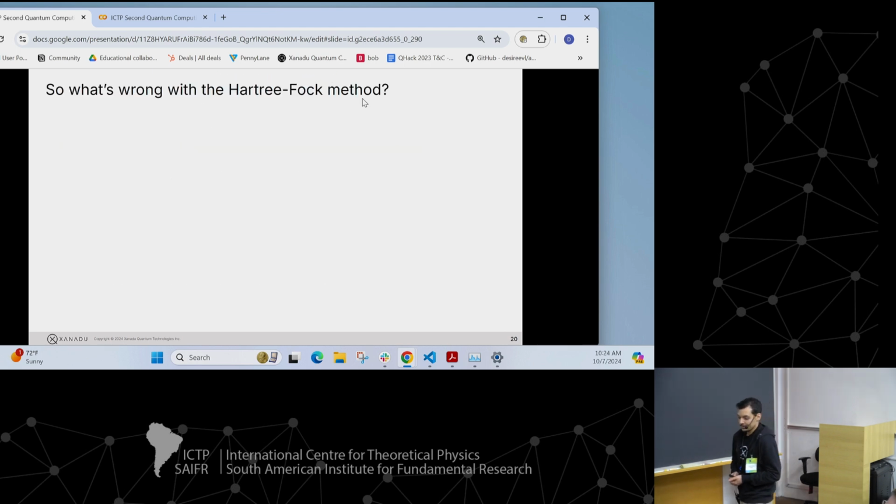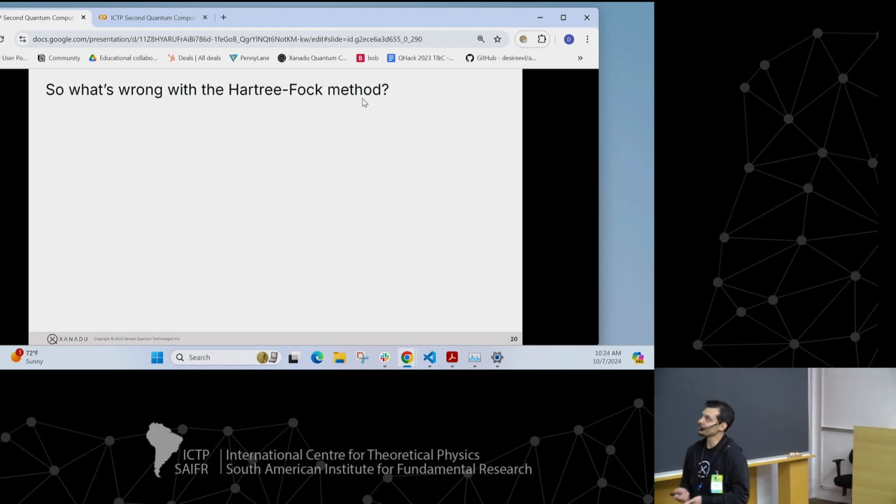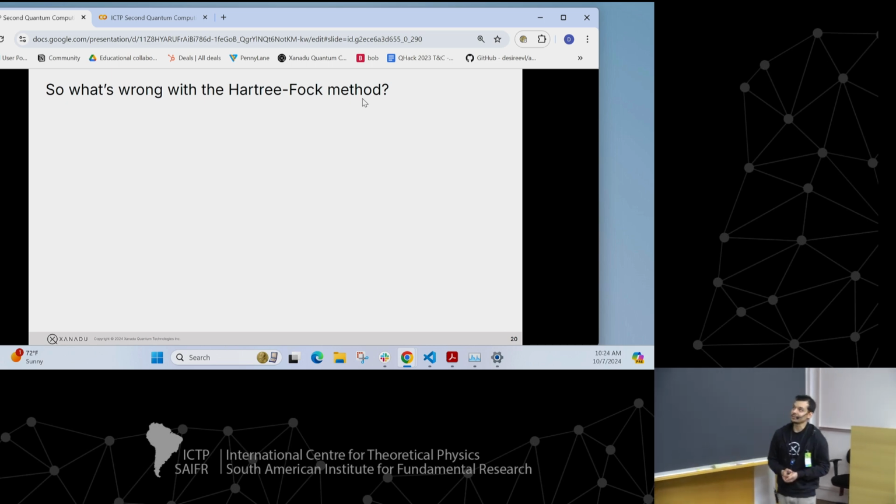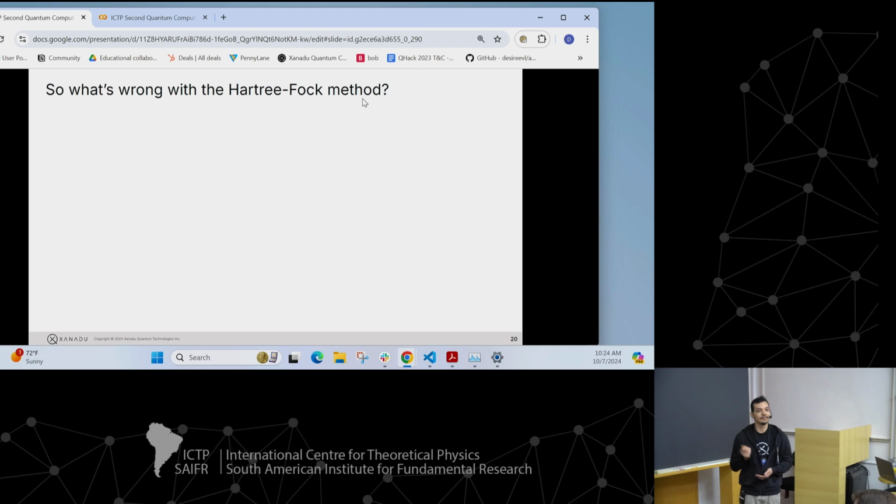So what do you think is wrong with the Hartree-Fock method? This method, by the way, was developed almost 100 years ago. Why do you think quantum chemistry still poses a problem, even though we have this nice approximation? So think of the approximations that went into it. What did we neglect? What are we ignoring?